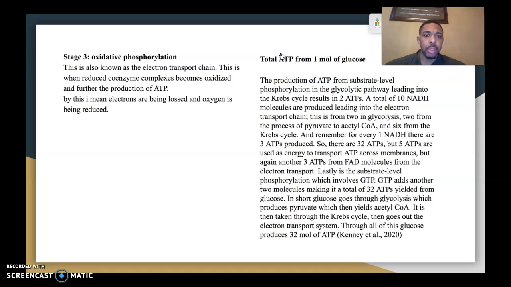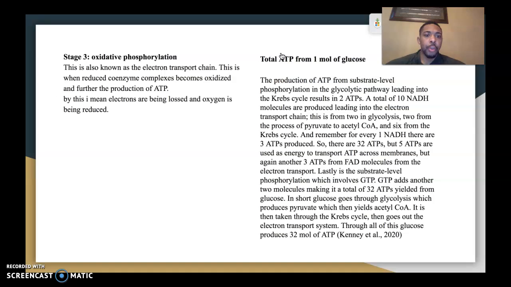The production of ATP from substrate level phosphorylation in the glycolytic pathway leading to the Krebs cycle results in 2 ATPs. A total of 10 NADH molecules are produced leading into the electron transport chain. From this, 2 are in glycolysis, 2 from the process of pyruvate to acetyl-CoA, and 6 from the Krebs cycle. And remember, for every 1 NADH, there are 3 ATPs produced.